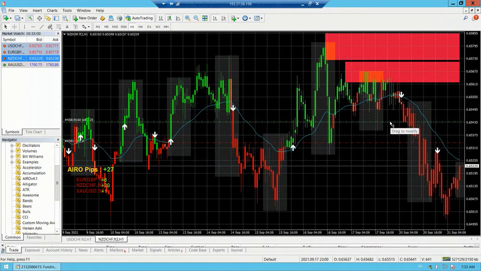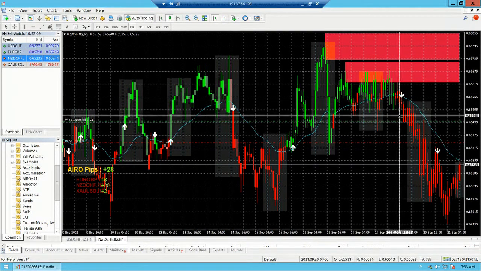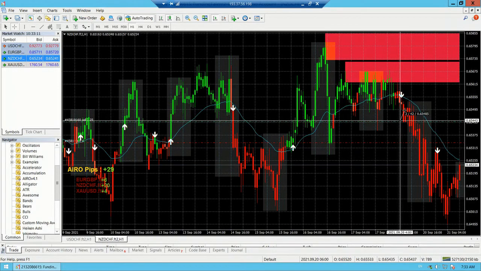All right, we go ahead and place this sell here. And then as you see, the market had a little bit of pullback. So we got in right here, had a little bit of pullback. We got into about 8 pips of drawdown, right?